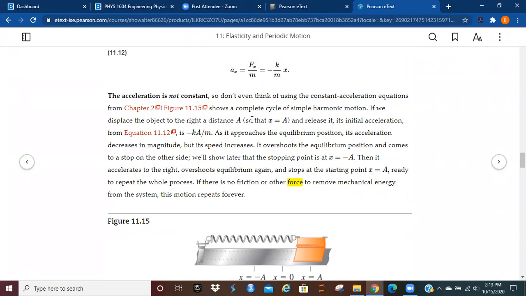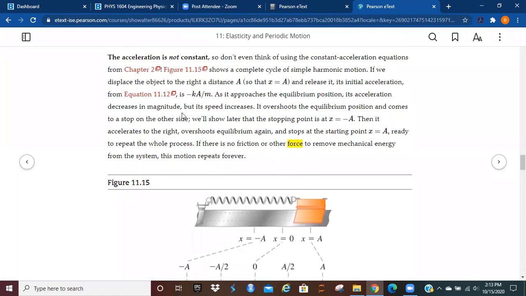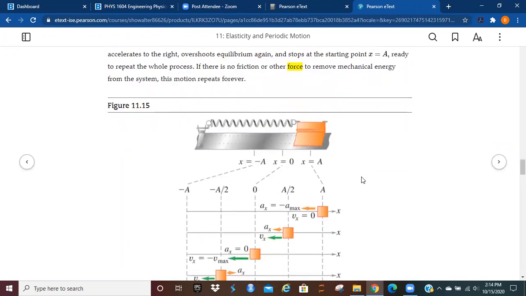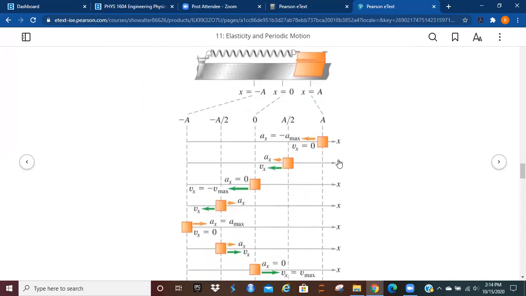If we displace the object to the right at a distance a and release it, then its initial acceleration is going to be in the opposite direction. So it's going to be this way. As it approaches the equilibrium position, the acceleration decreases in magnitude, but its speed increases. It overshoots the equilibrium position and then comes to a stop on the other side, at x equal to minus a. It accelerates back to the right, overshoots again, then comes to a stop here, and then goes boing, boing, boing all the time. If there's no friction to reduce that spring force, it's going to continue to do that forever.